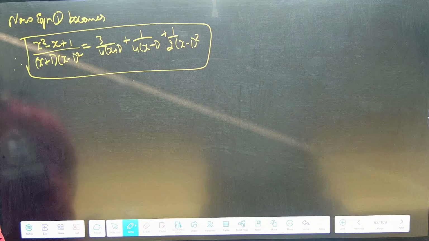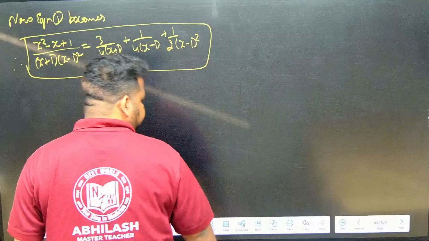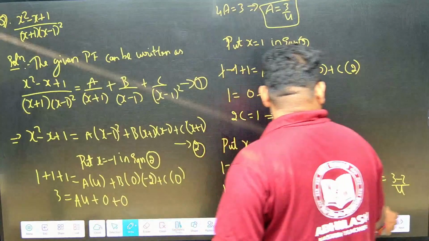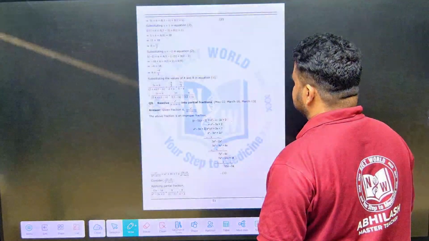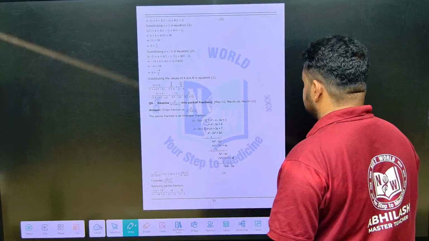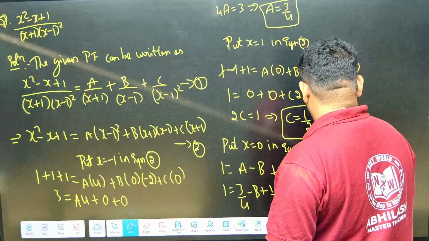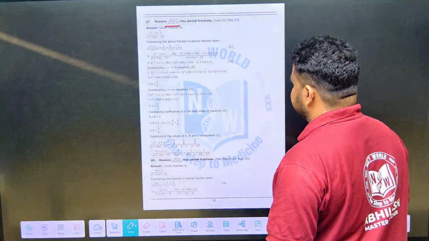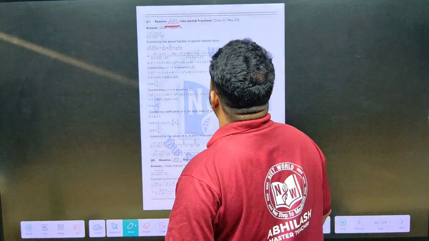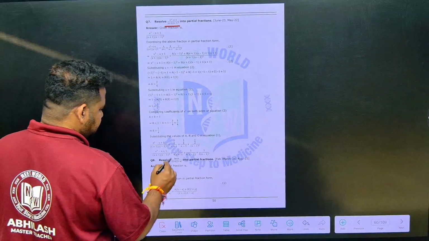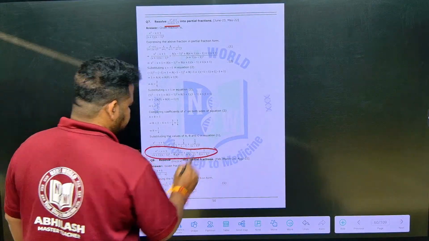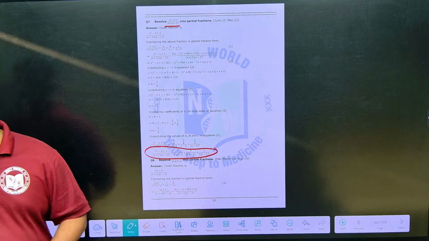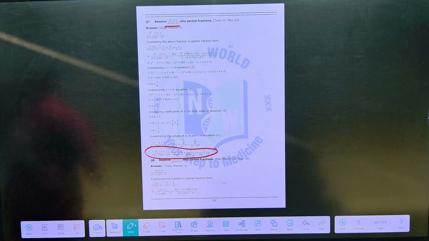This is the way you got to solve this question. If you want, you can look at the solution here. See here. Same thing, we got the same thing here. Observe very carefully, same as this, we got the answer. Clear? Let us move to the next question.